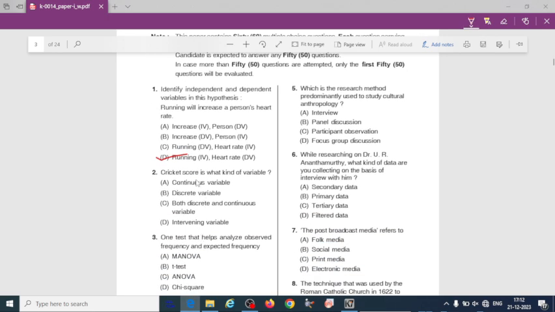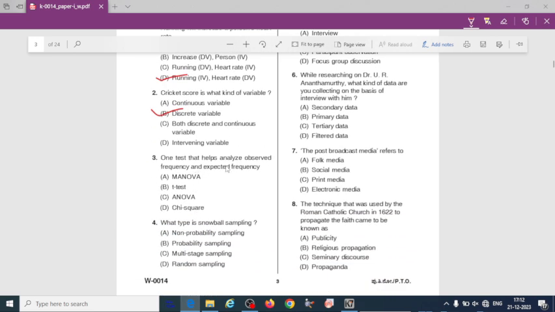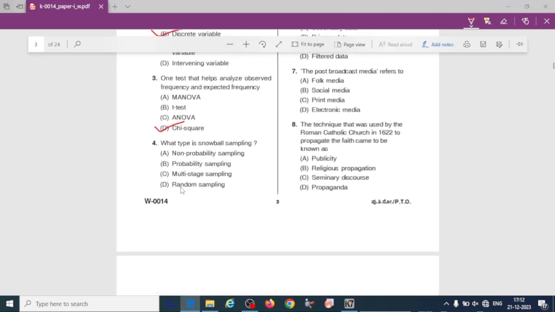The next question: cricket score is what kind of variable? Continuous, discontinuous, both, discrete, continuous, intervening variable. Option B, discrete variable. One test that helps analyze observed frequency and expected frequency. Options here: t-test, ANOVA, chi-square. Option D is correct here.